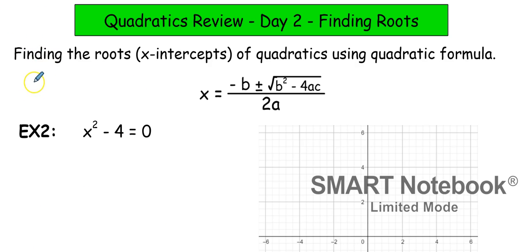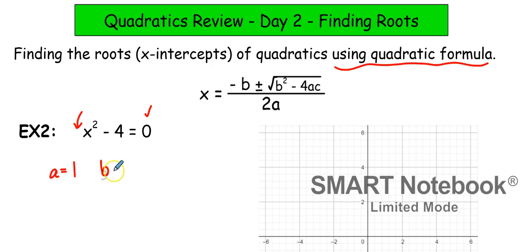One more example, a little bit different type of example here. Same process though. So the first thing is we need it set equal to 0. So that's good. We've got it set equal to 0 already. So the next thing is if we're going to use the quadratic formula, we want to figure out what our a and our b and our c is. So in this case, a is the number in front of x squared. So a is 1 in this case.